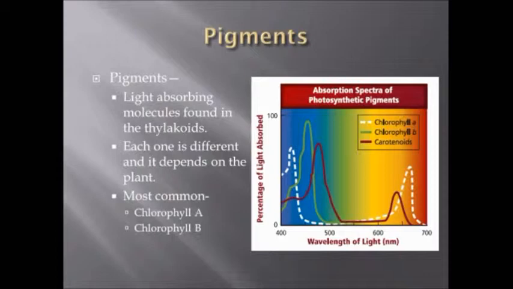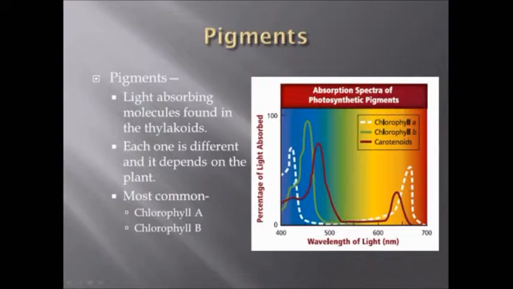So, pigments. Pigments are the light-absorbing molecules that you're going to find inside of the thylakoids. And each one is different. And you should probably notice each plant has a different color. And the reason why each plant can have different colors is because it uses a different style of pigment. The most common pigments out there are called chlorophyll A and chlorophyll B. And they absorb different color spectrums, different parts of the color.